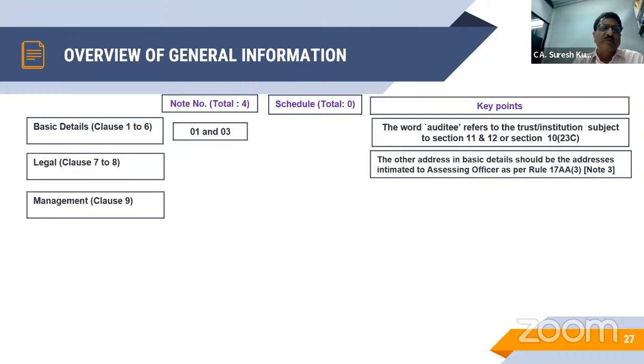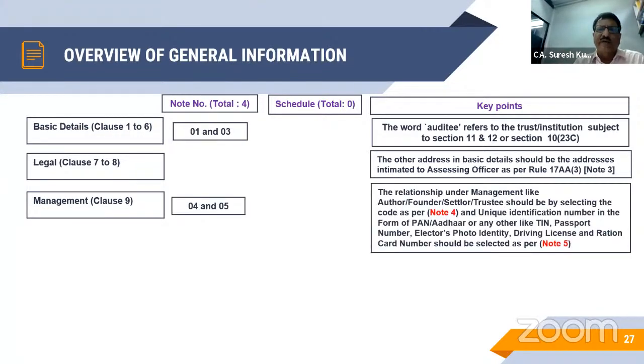Now, legal clauses: we have to mention the act under which we are registered and whether we have an instrument or not. Then the management clauses, we have 4 and 5. Again, under the management clause, the relationship under the management like author, founder, settlor, trustee should be selected by the code. Note number 4 is giving a code. Based upon that code, the author has one code, then trustee has one code. So you have to refer note 4 and select that particular code and give it while filling.